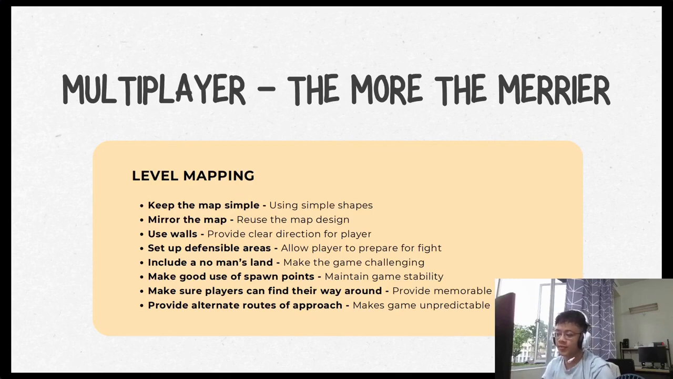Besides, the no man's land should also be included to make the game challenging. The developer should also make good use of spawn points to maintain the game stability. They should also make sure the players can find their way around when playing the game by providing memorable objects. Last but not least, they should also provide alternative routes of approach to make the game unpredictable.